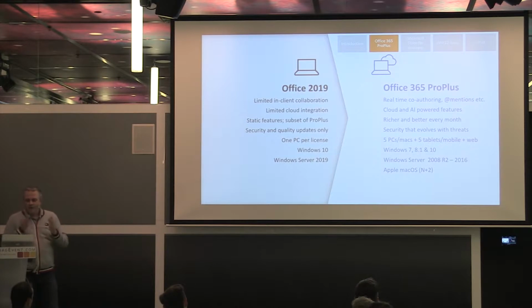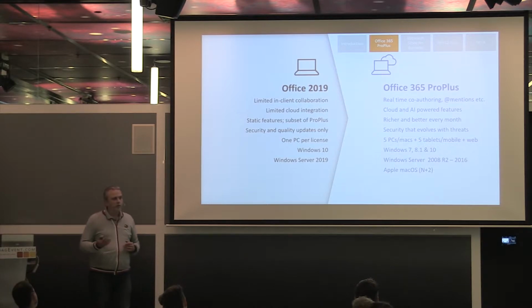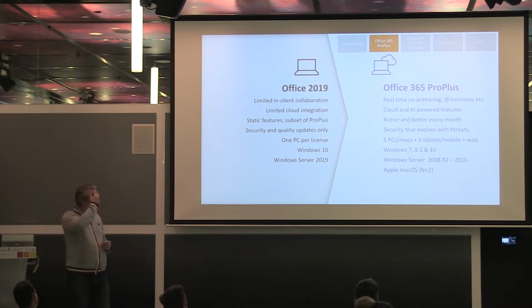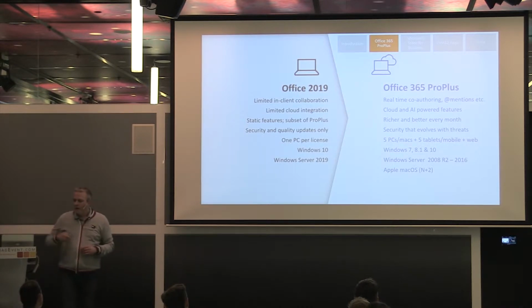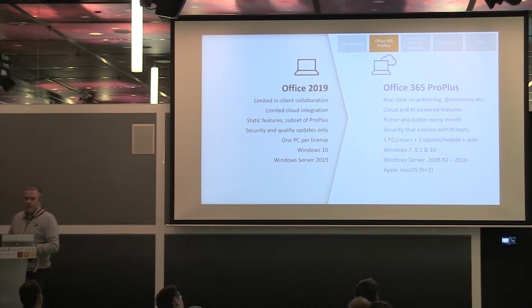So this is for a stable version. Office 2019 is only updated for security patches. If there's a security patch for Office, then Microsoft will release that for Office 2019. So it's the stable version, and in Office 365 Pro Plus, you get all the new stuff, with the benefit of being able to install it on 5 PCs if you have a license for it.